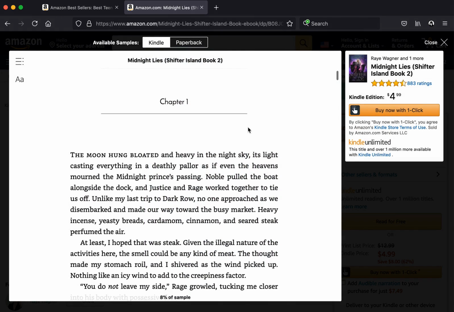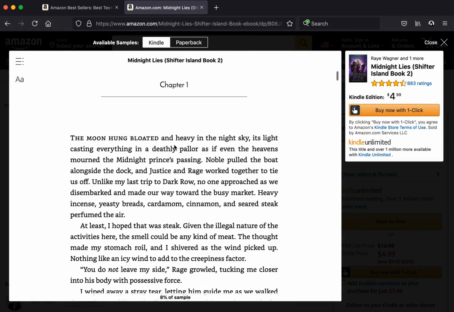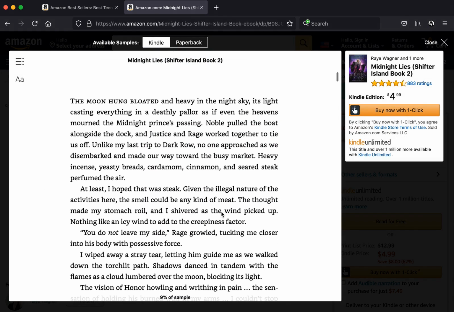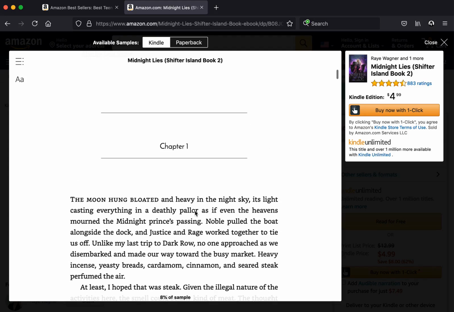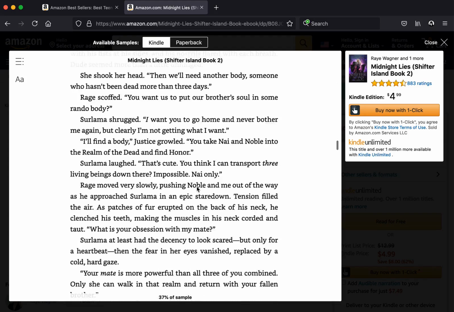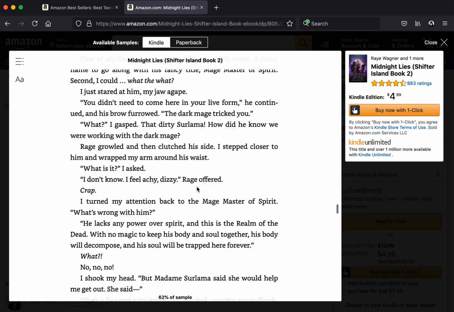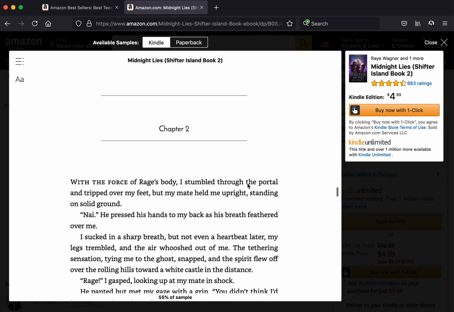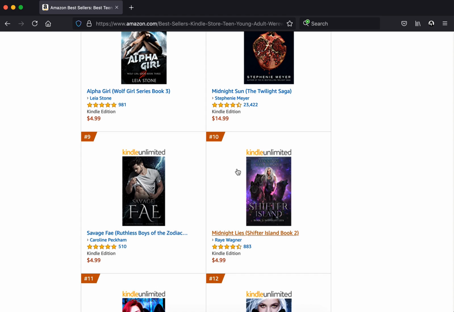Let's see, this is another one in the series. The moon hung bright and heavy in the night sky. At least I hope that was it. And my stomach boiled and I shivered. So there we go. I'm guessing this whole thing is I stumbled through the portal and tripped over my feet. Okay.